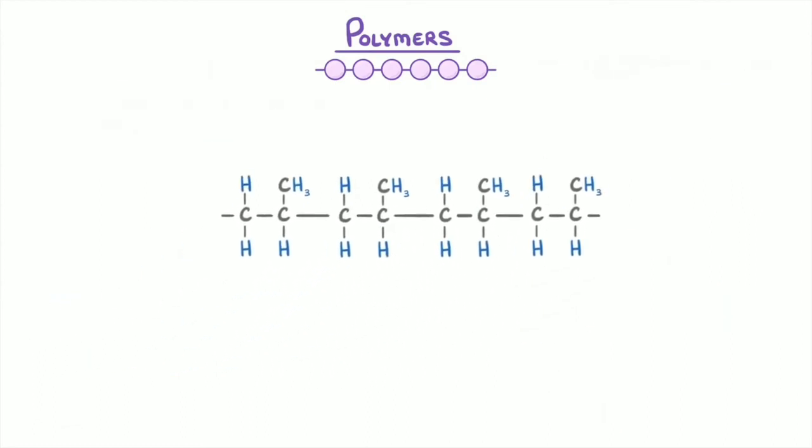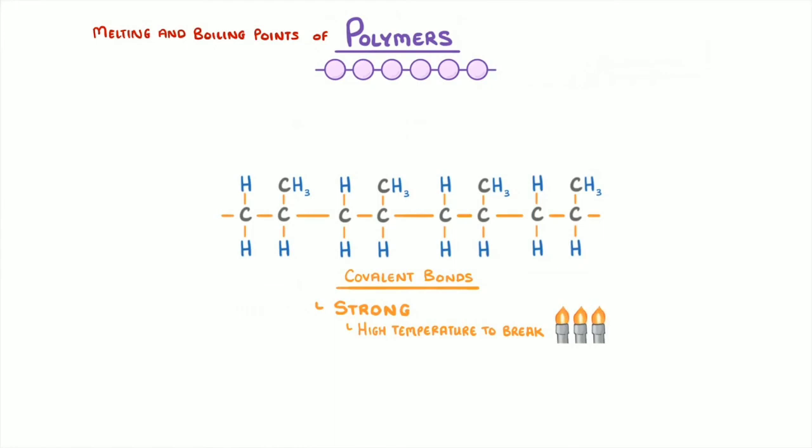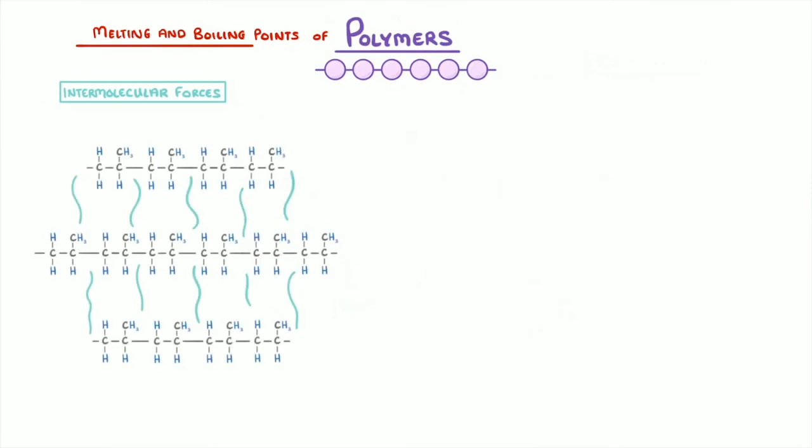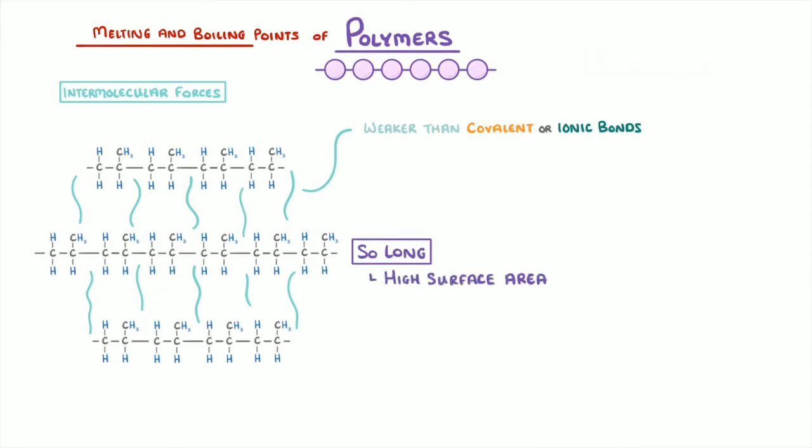Now, the last thing we need to look at is the melting and boiling points of polymers. The bonds within the polymers are all covalent bonds, which are really strong, and so would require really high temperatures to break. However, to melt or boil polymers, it's not actually these covalent bonds that we need to break. Instead, it's the intermolecular forces between the separate polymer molecules. And these intermolecular forces are much weaker than covalent or ionic bonds. However, because the polymers are so long, they have a high surface area, and so there are loads of these intermolecular forces, which means that to break them all would still require quite a lot of energy.